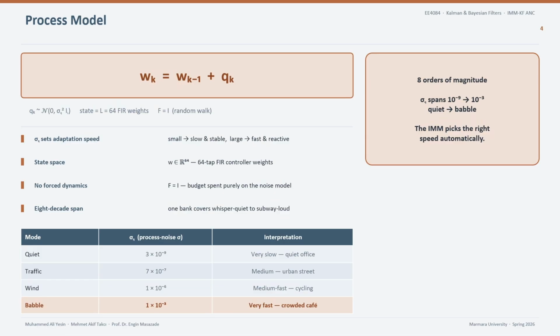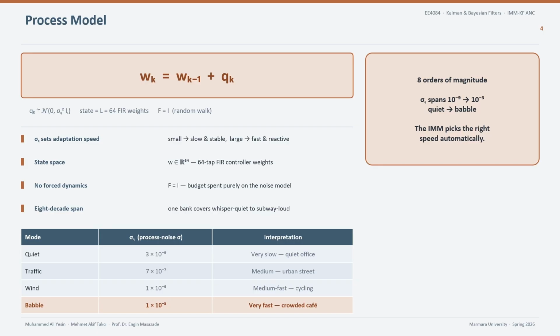So we pose the filter weights as the state of the Kalman filter. The process model is on top: w at time k equals w at k minus 1 plus process noise q. It's a random walk. F is the identity. And let me say why a random walk. The ideal filter genuinely drifts as the room changes, but we have no parametric model of how it drifts. So the maximum entropy, honest choice is to assume no preferred direction and put all of our modeling effort into sigma q, which controls how fast we are willing to follow that drift.